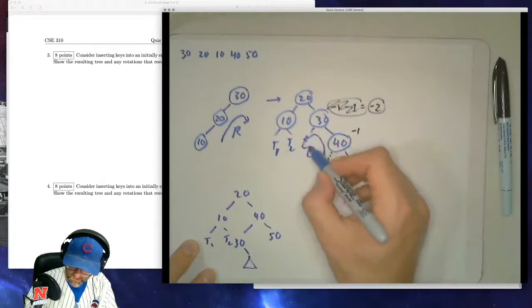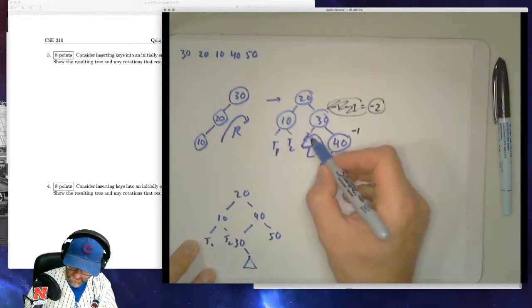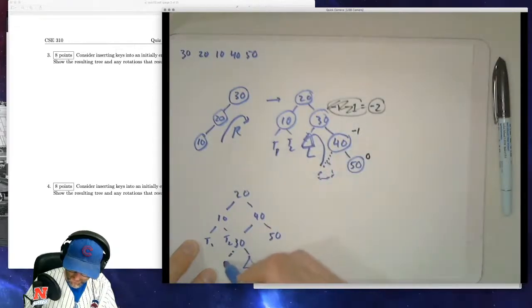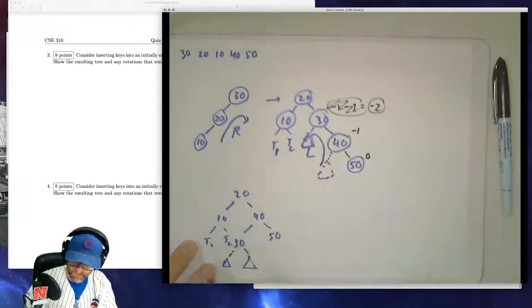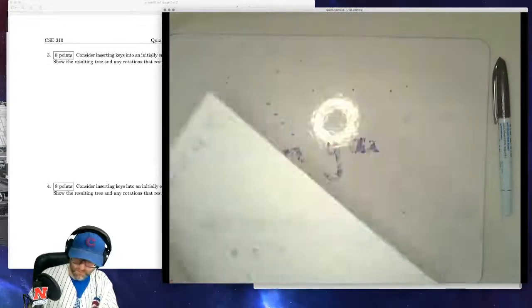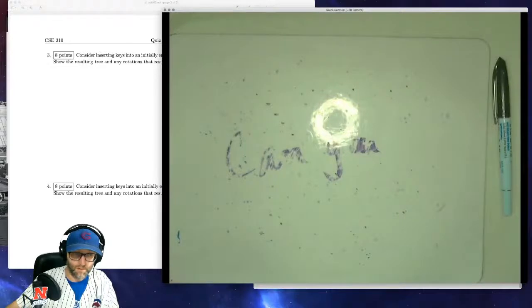What if there had been an entire tree hanging off of this? It's less than 30, so it would end up being over here, right? But this is a simple enough solution for the quiz. Right.